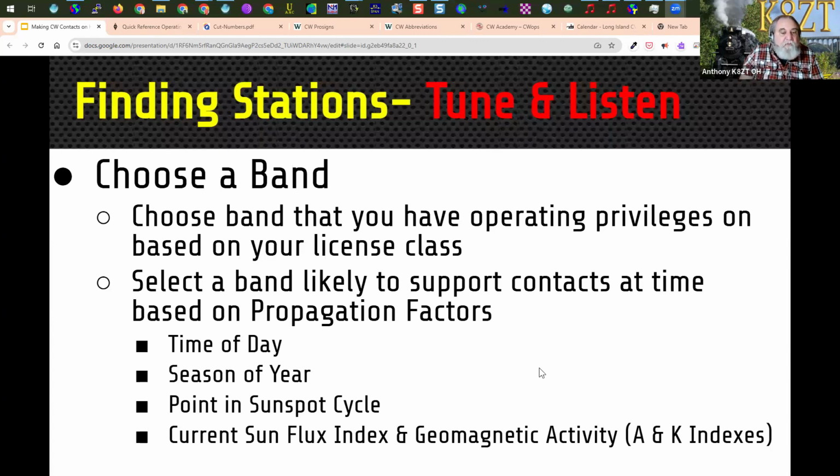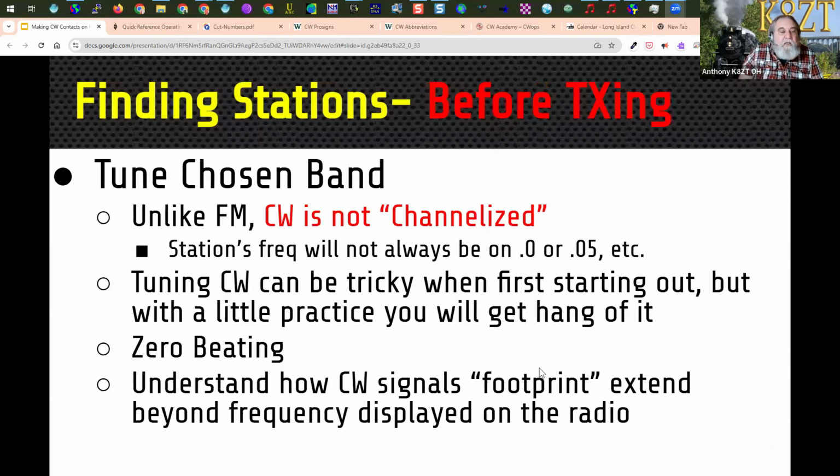Find a band that's likely to support the contact you want to make, and just like in single sideband, unlike FM, CW is not channelized. So everyone is not going to be lined up on the .0 or the .05. They could be anywhere. They might be at 28.0123467. You know, they could be anywhere. There's nothing that says they have to be exactly on a frequency.